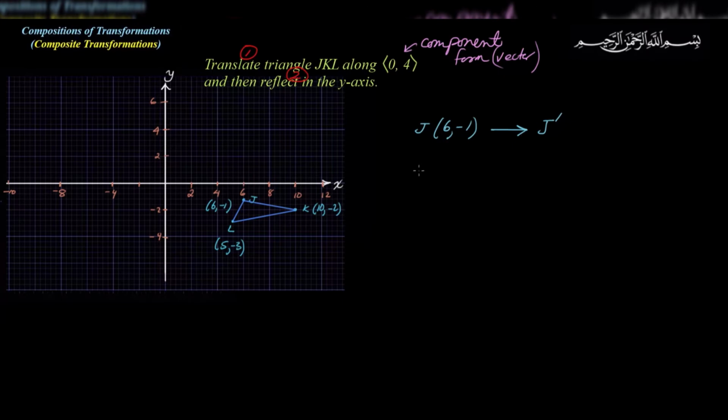And then let me just write J, K, and L also. K is (10, -2). And we're also going to use the vector to translate that. And then L will be (5, -3). And again, we're going to translate that to get L prime.